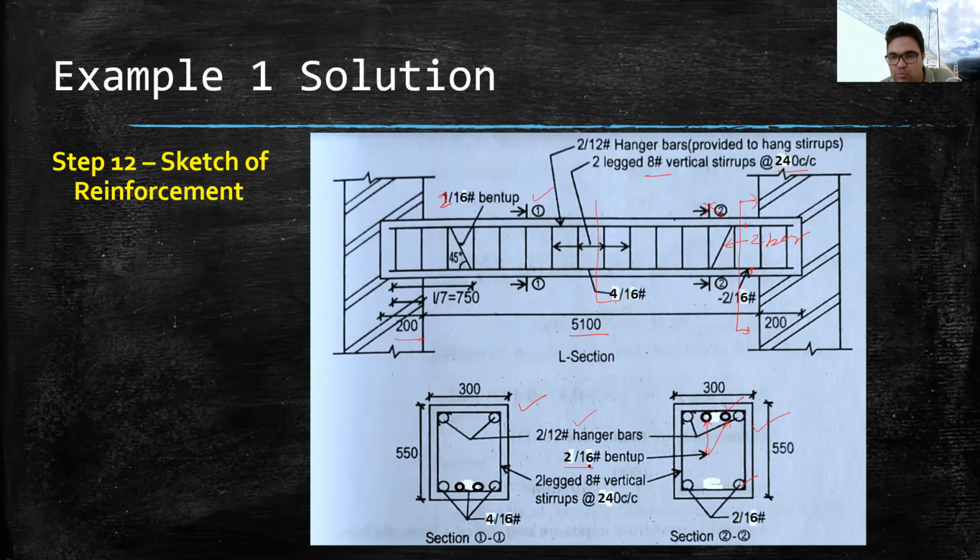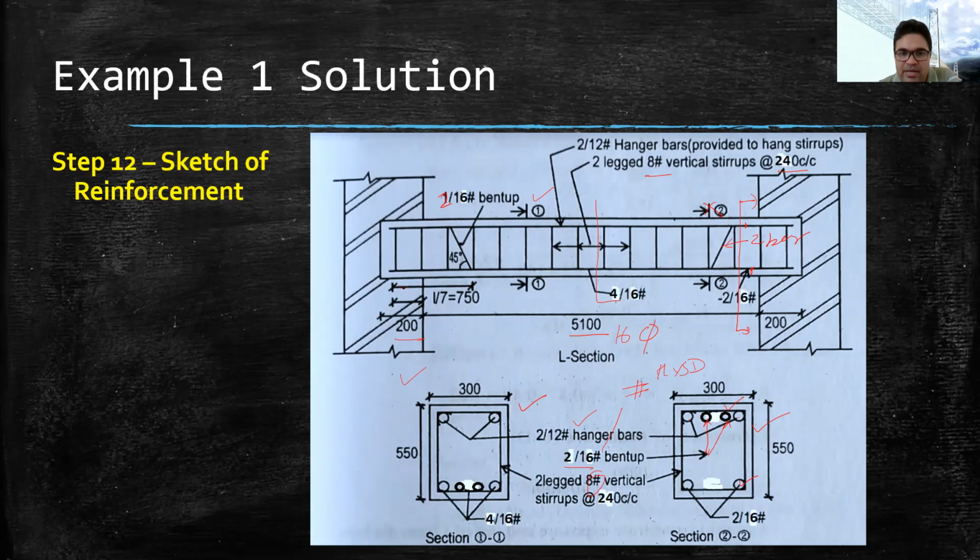So as I have written here, 2 bars of 16 mm dia, and we sometimes represent dia as hash. So the hash symbol we sometimes use for HYSD bar, and for MS bar we represent by phi. So if it is written as 16 phi, we can read this as 16 mm dia of MS bar, and for HYSD bar we can use this hash symbol.